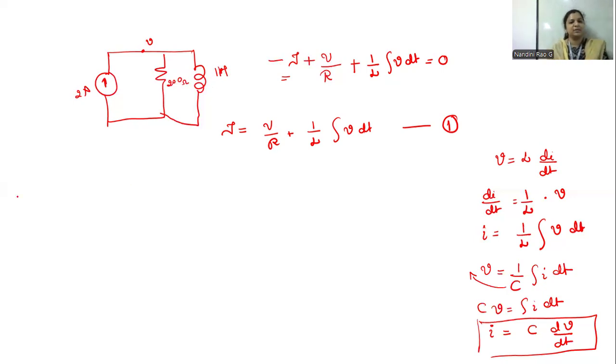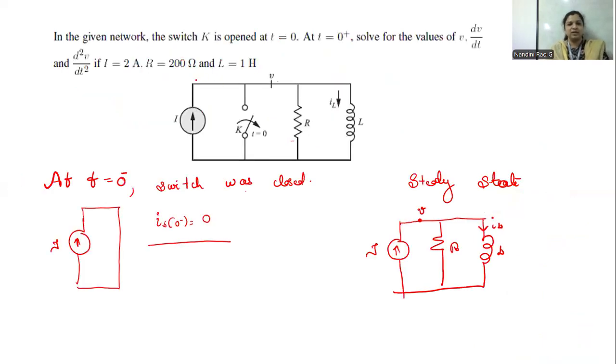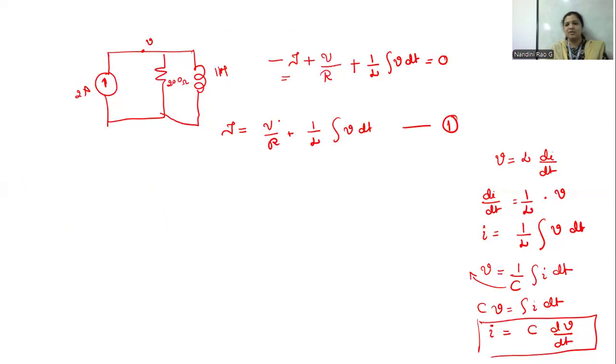So what is the next step? What do I need to know now? They have told me to solve the values for V and then dV by dt. We got V here, so let us try to apply. What is this one? Current through the inductor, correct? Yes.